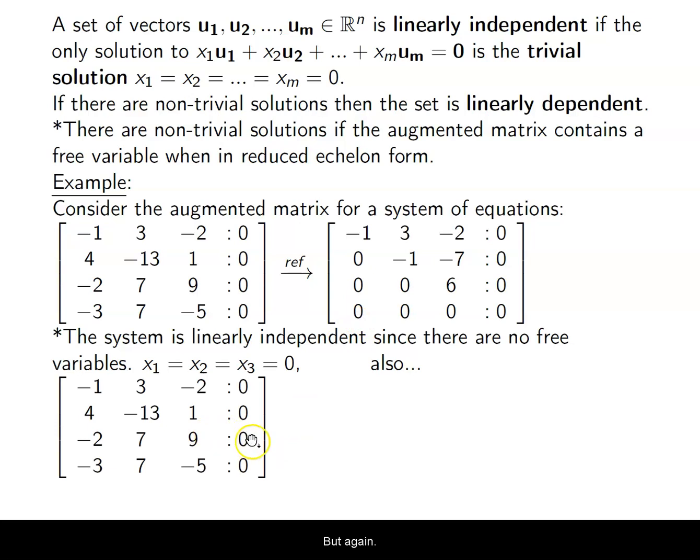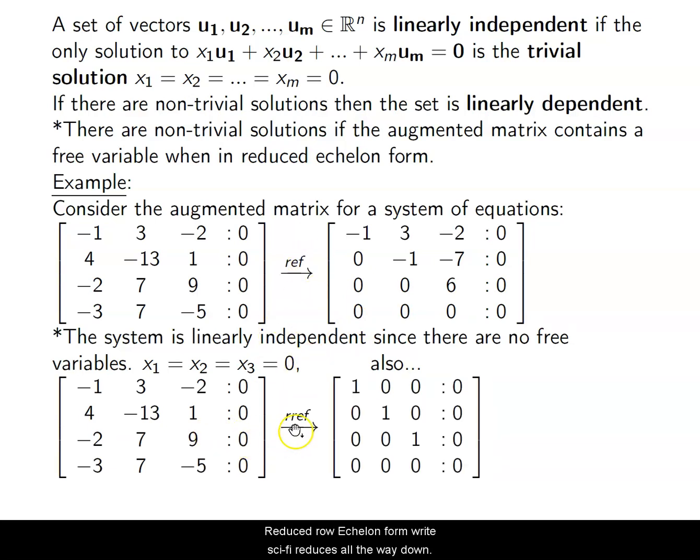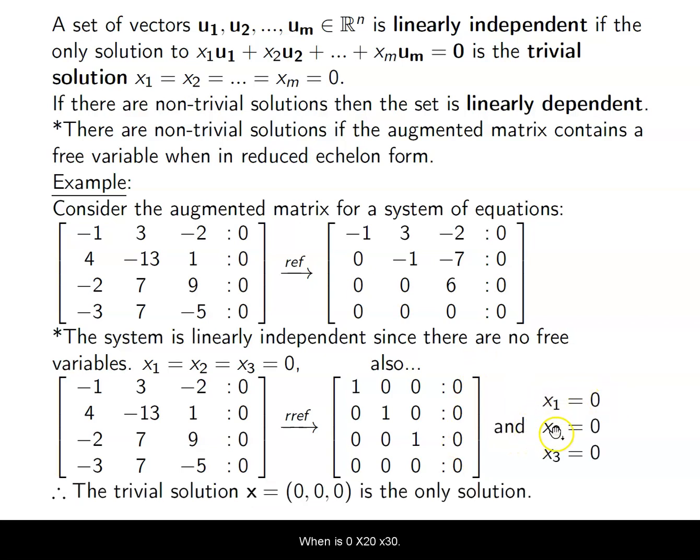But again, we prefer to put these into reduced row echelon form, right? So if I reduce this all the way down, I have my pivots here, okay, along my main diagonal. These remain as 0. There's no free variables anywhere. My solution is the trivial solution. Everything is equal to 0. Okay. x1 is 0, x2 is 0, x3 is 0. Therefore, the trivial solution, x equals 0, 0, 0, is the only solution. Therefore, this system is linearly independent.